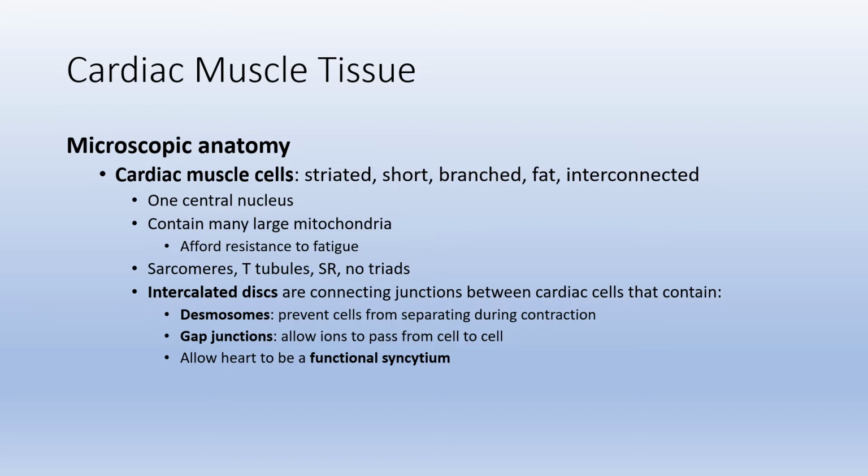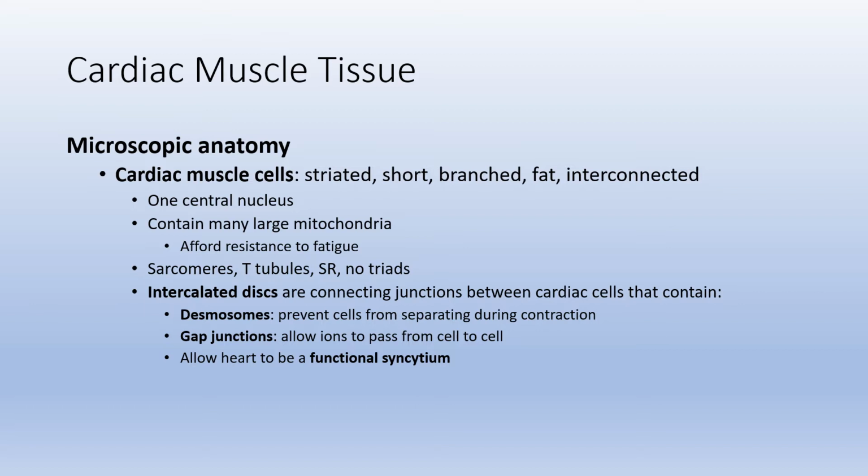Something that's extremely special about cardiac muscle cells are these intercalated discs. And these are found where we join cardiac muscle cells together. An intercalated disc has 2 components to it. The first is a desmosome. Think of this as the glue that holds neighboring cells together. It prevents these cells from coming apart from each other.